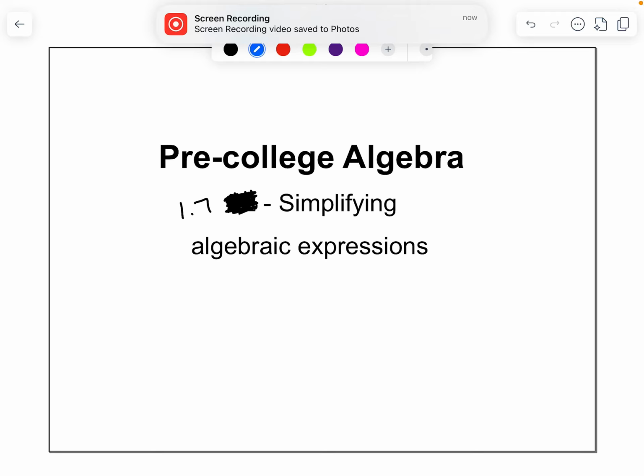We're moving on to lesson 2 for pre-college algebra. This is actually section 1.7. We're going to talk about simplifying algebraic expressions, and we're going to talk about some of the properties that we can use with numbers and expressions.